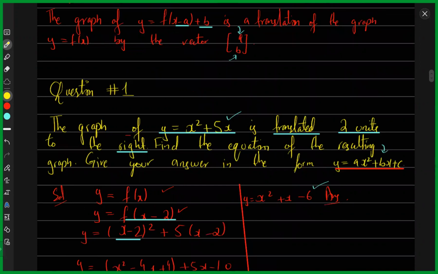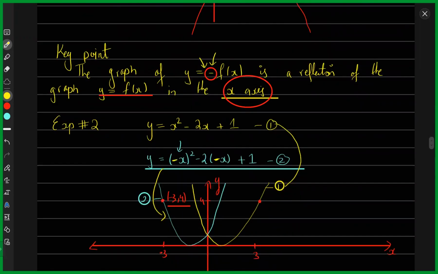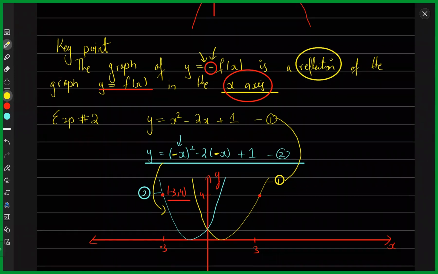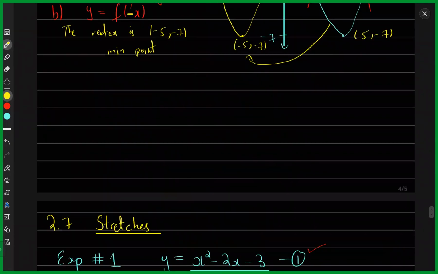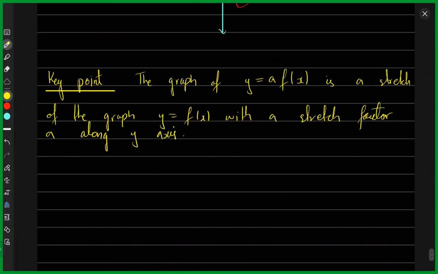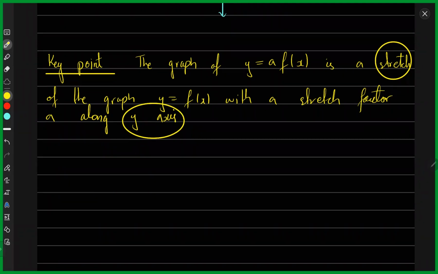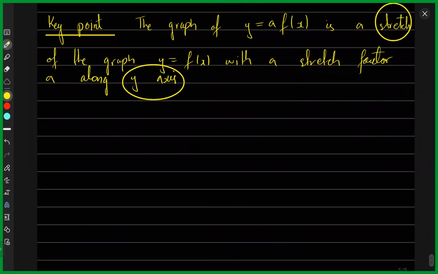Similarly, when we discussed reflections, you need to tell that it is a reflection and then the axis as well, whether it is a reflection in the y-axis or x-axis. So both these encircled things are important. And then the third type, that is stretch. Here again you need to tell that it's a stretch, and then you need to tell if it's along the y-axis or x-axis. It would be along the y-axis when you are multiplying something with the function. That makes sense as well, okay?